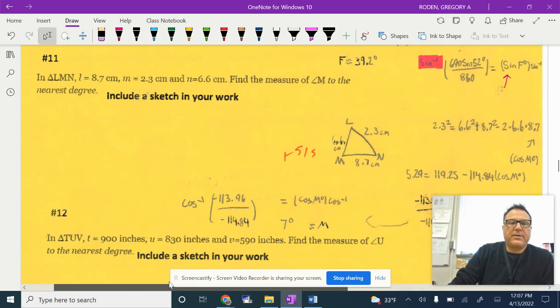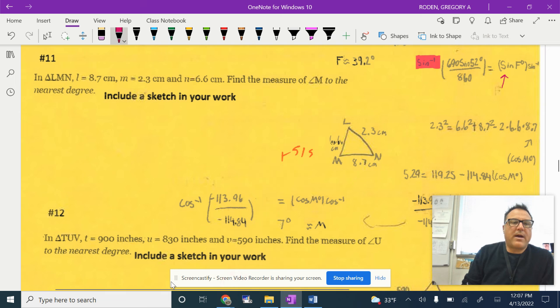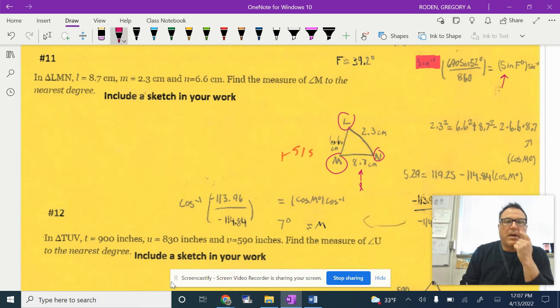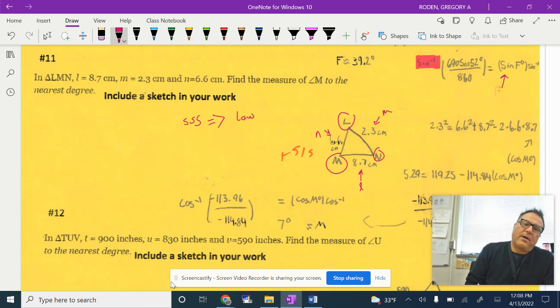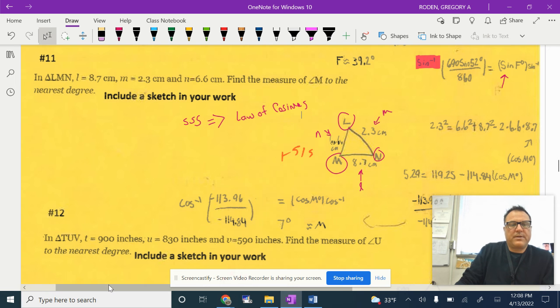All right, so the next one is we have LMN. Little l lies opposite of angle L, so there's l. Little m lies opposite of angle M, so there's little m right there. And we know little n lies opposite of big N, so there is little n. We don't have any angle information. What we have is side, side, side, and side, side, side always implies law of cosines. So we're going to use the law of cosines on this one.